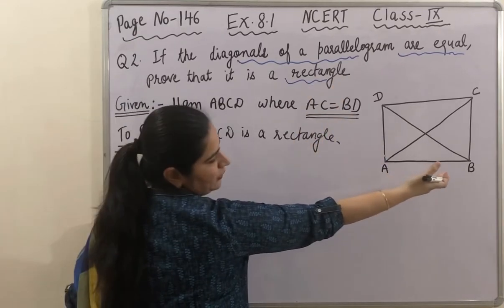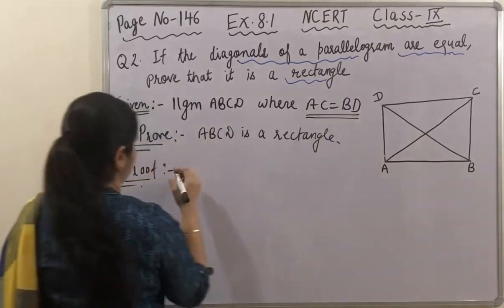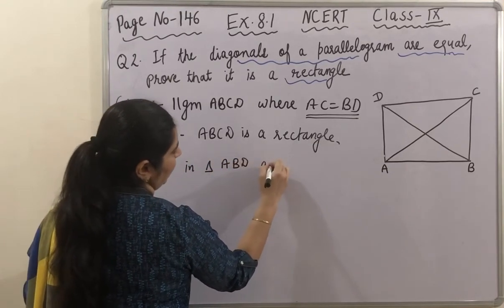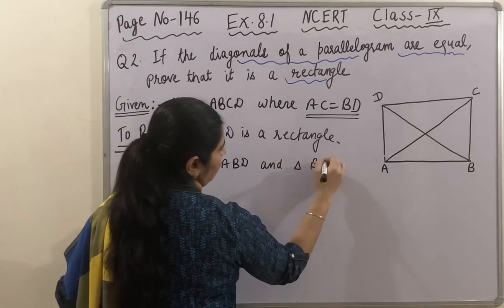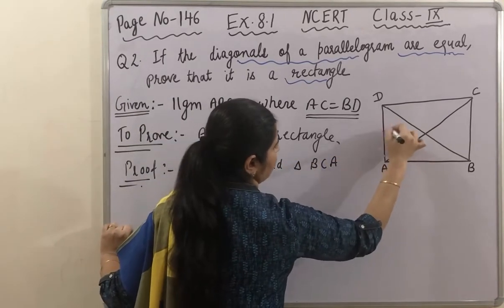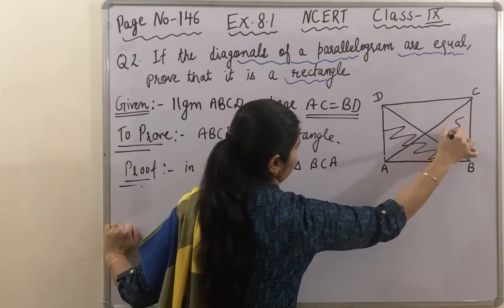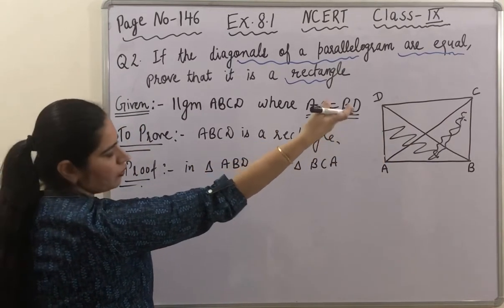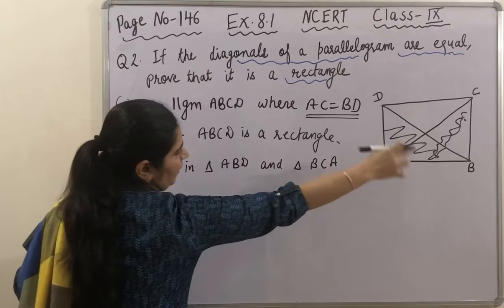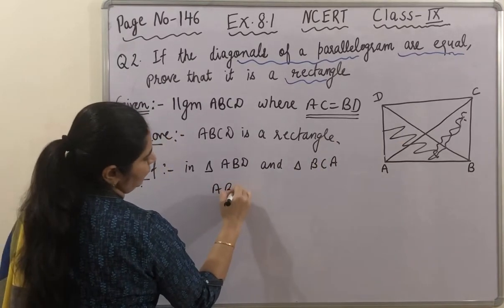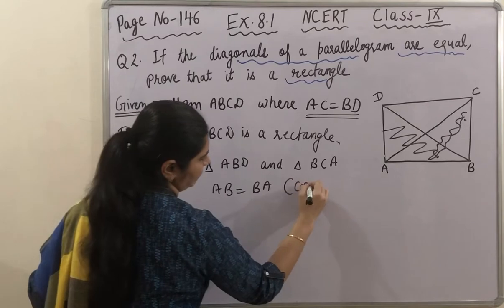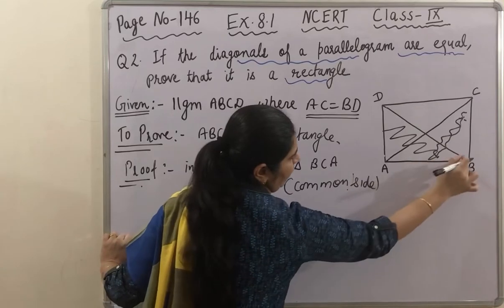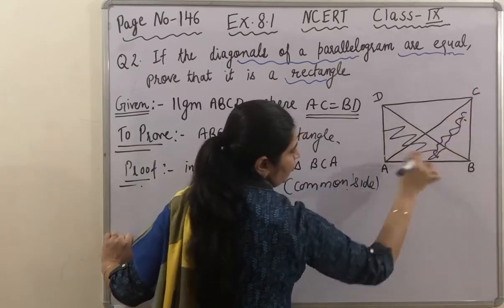We'll take any two adjacent triangles. Here we'll take triangle ABD and triangle BCA. In these two triangles, I am taking this triangle and this triangle. In these two triangles, easily we can prove these two triangles are congruent. Okay, here in ABD and BCA, AB is equal to BA, common side. AB and BA, both are common.